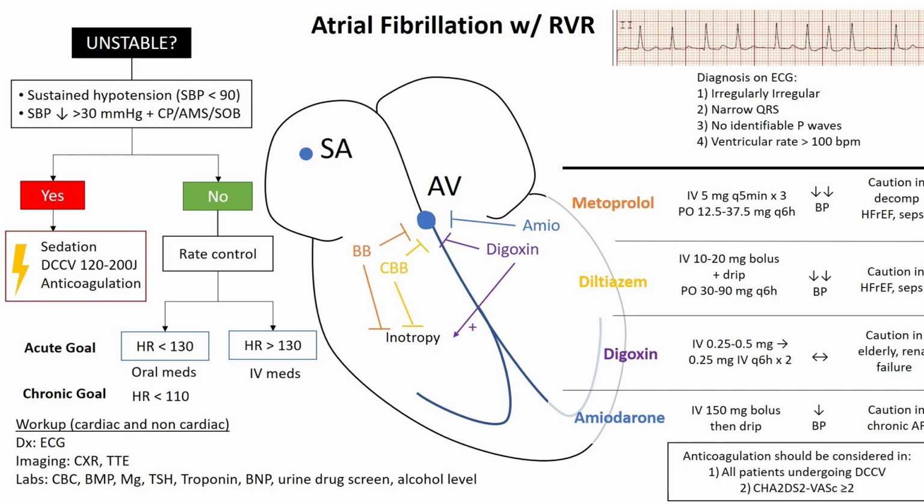Now, if the patient is unstable, let's say they look like they're decompensating, they become hypotensive, their blood pressure drops drastically. You can feel that they are rapidly declining. Then ultimately, forget the meds, drop all the meds, no meds. You need to cardiovert this patient immediately.